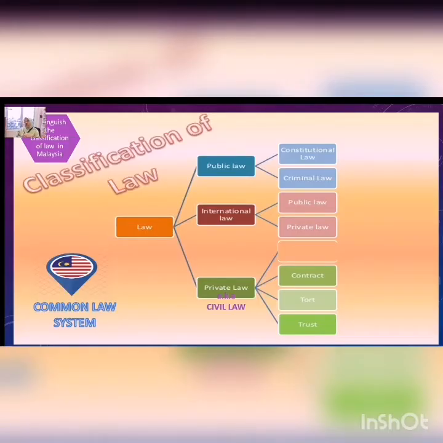Okay, we are going to the third part of the classification of law in Malaysia. So, Malaysia, we are using common law system. So, our law is divided into three. We have public law, private law, and international law. Okay, so for the public law, it is divided into two: constitutional law and criminal law.